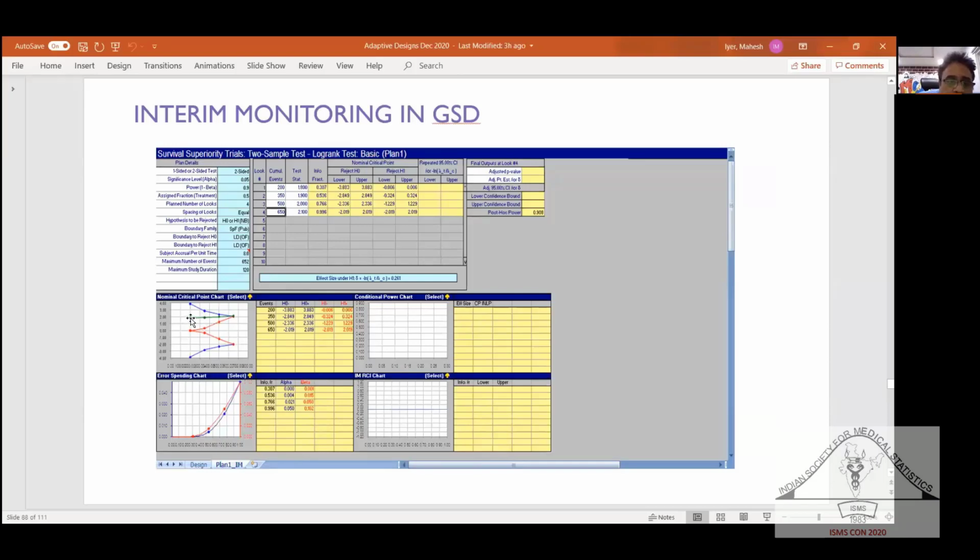So the first value is 1.8. Is 1.8 greater than this blue dot? No, right? So which means you continue. The second value is 1.9. Now your blue dot is coming down, your green dot is going up. But is the green dot higher than your blue dot? No, it is not. So you continue with the study.